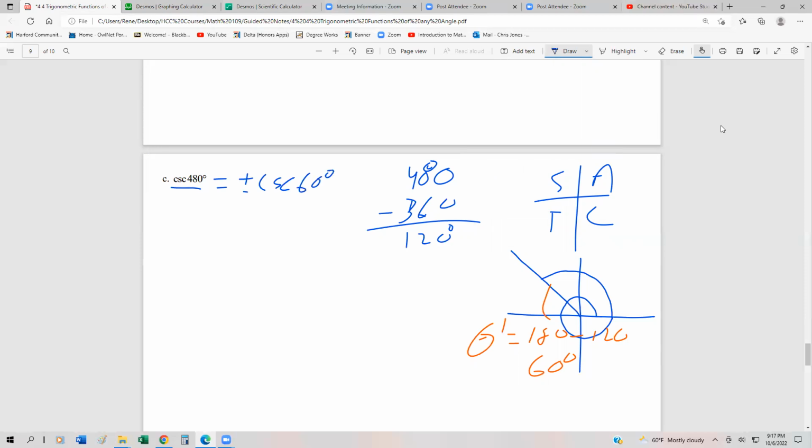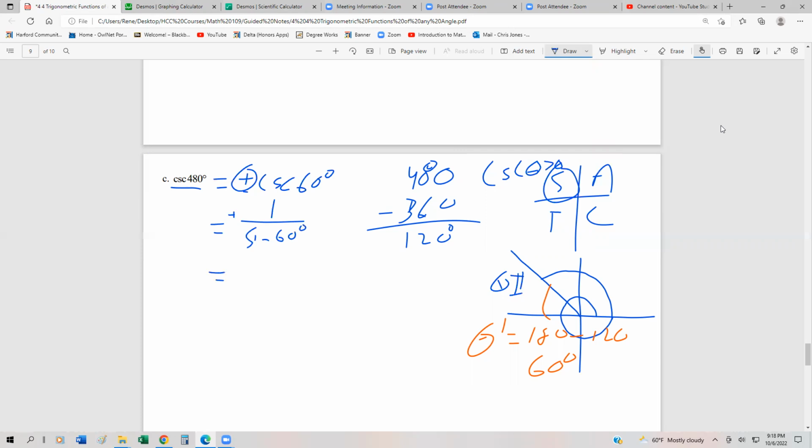Let's figure out what the sign is going to be, and it ends up in quadrant 2. So we look at quadrant 2. The sine function is positive. That also means that the cosecant function is positive. So it's going to be positive just because it ends up in quadrant 2. We don't know the cosecant, but we certainly know the sine. And so this is going to be 1 over the sine of 60 degrees. And again, we're using the positive version of that.